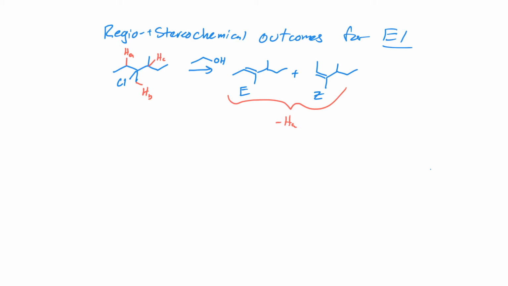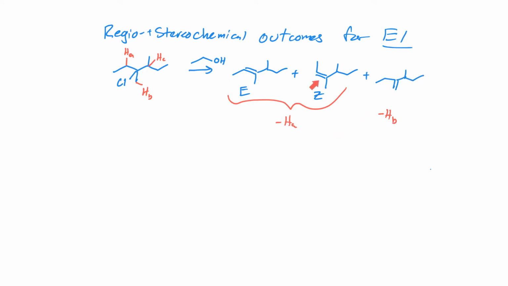Let's look at HB. HB is on this methyl that's pointing downwards. And so if I lose HB and I lose the leaving group, I'm going to form an alkene on this methyl, and it will look something like this. And that's minus HB.